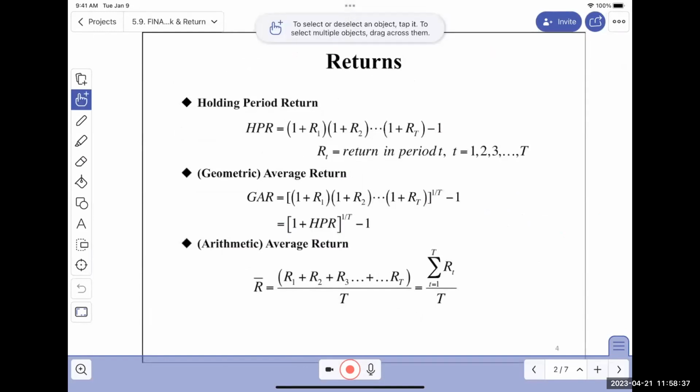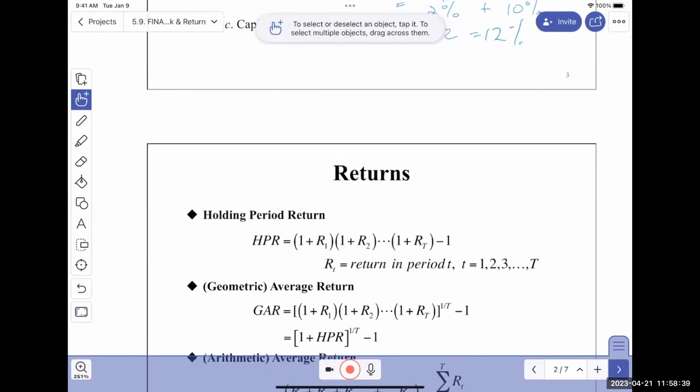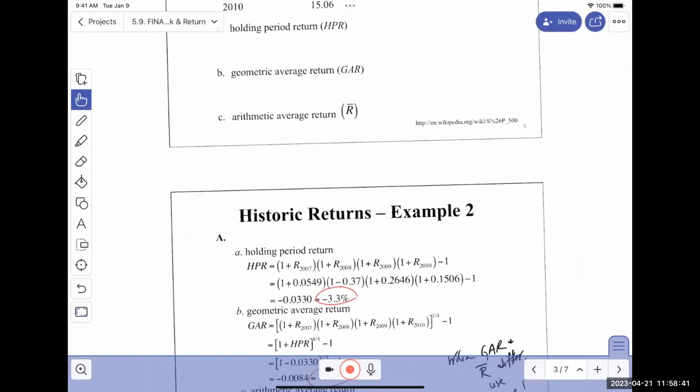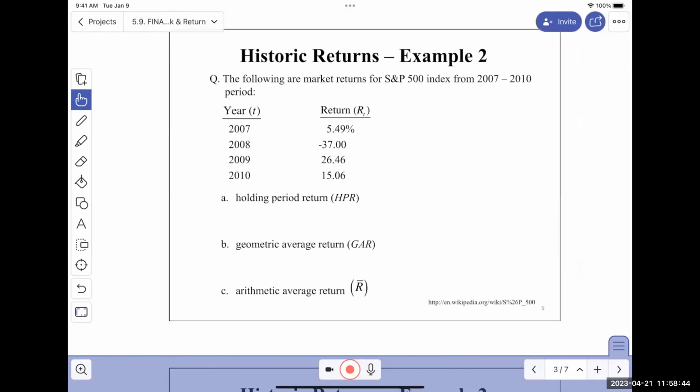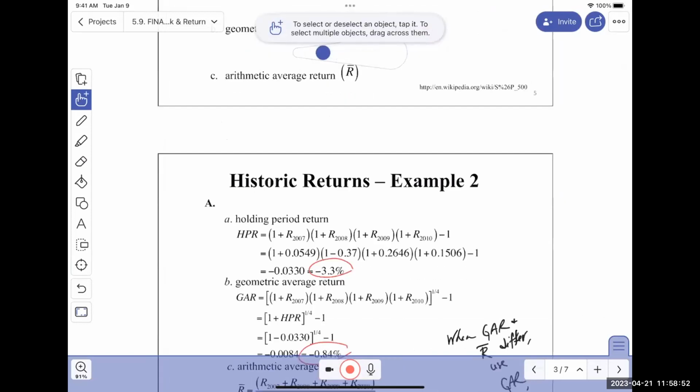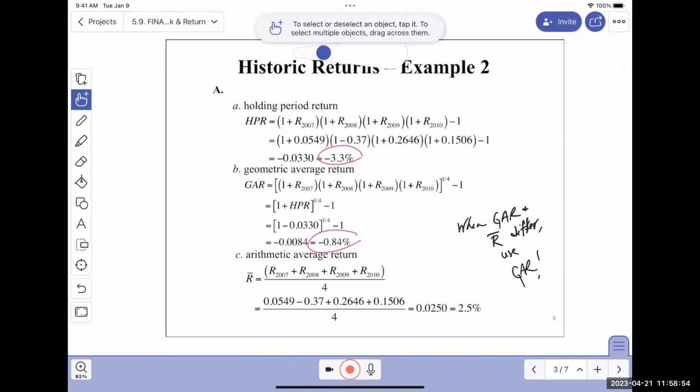Go back. They're up here. It's quite dramatic, but you lose all that when you do an average, but it's still information. It still provides us information. And then the arithmetic average is actually 2.5%. So think about it. What do you think about that?